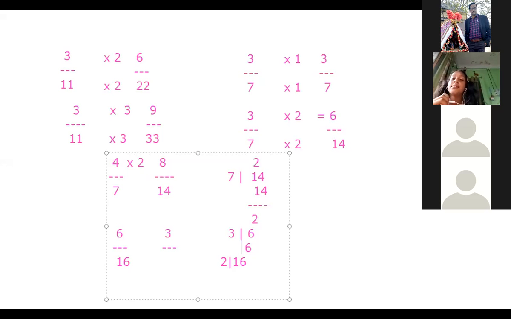2 8s are 16, right? Now 2 8s are 16, the result is 16. Now what is the result? The quotient is 8. This result will be 8. Is it clear? Yes, sir.